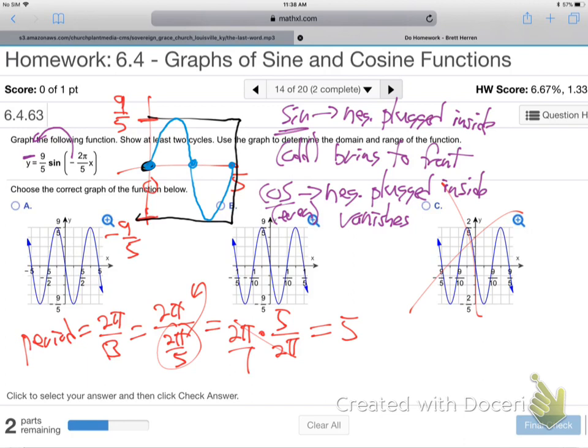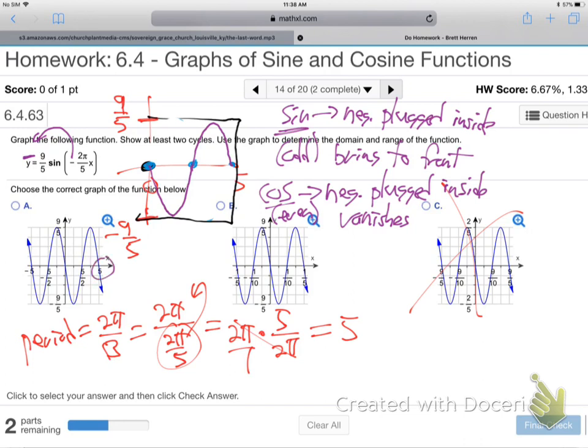So negative should go to the front. So this graph is actually going to go down first, not up. I stand corrected. Down and then up, like that. All right. Is it A? Yeah, it looks like A.